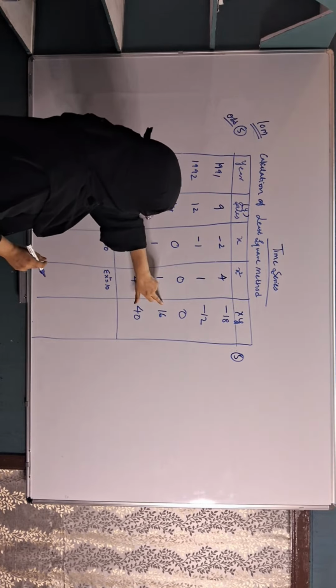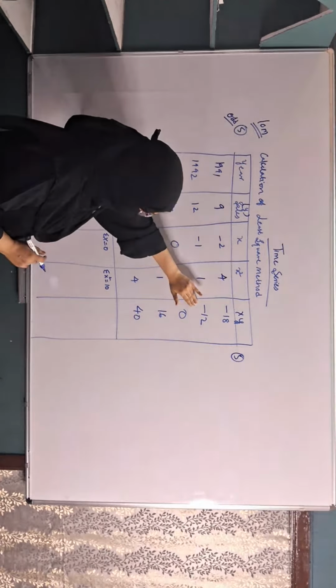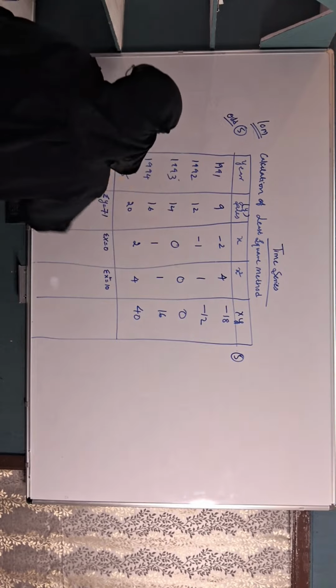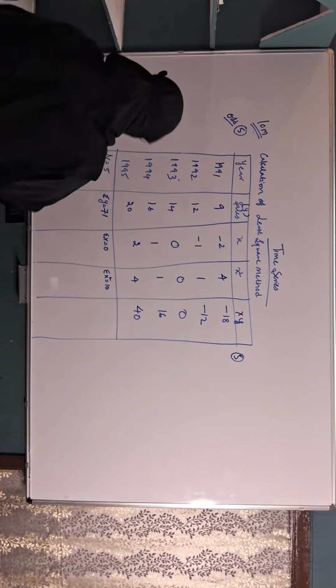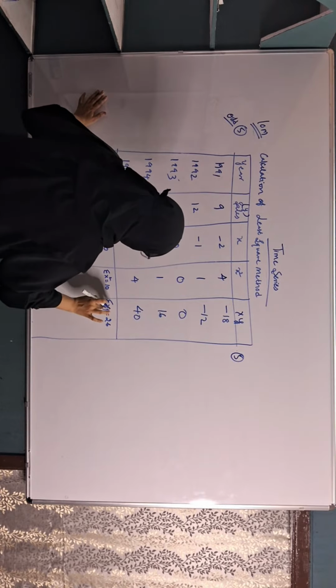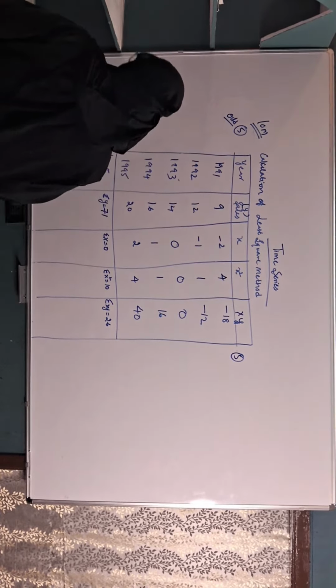Then add this, because you have to add up the plus values, then subtract the minus values. Okay. So 40 plus 16 is 56. 56 minus 12 minus 18 is equal to 26. Okay. Sigma XY is equal to 26.